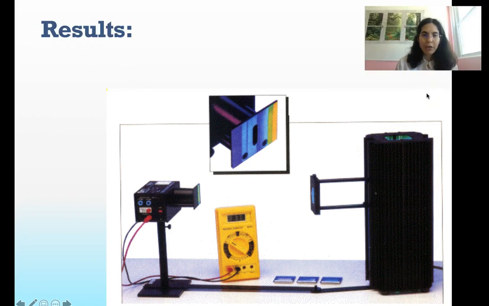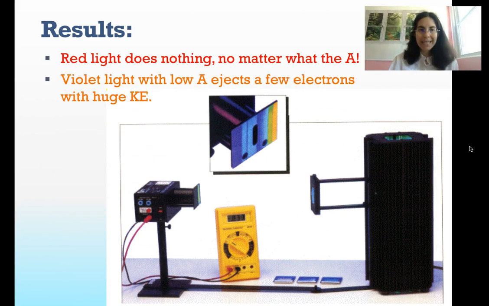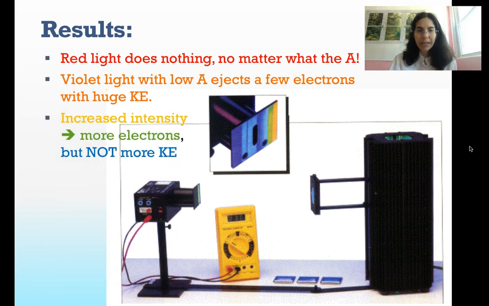Check your lab sheets and your data sheets for correspondence with Einstein's results. Einstein found that red light does absolutely nothing, no matter how bright it is. And a very dim violet light does get a current running. It's a high current, even though it takes a long time for the system to finally register it. Einstein finds that increased intensity means more electrons, but it does not mean more kinetic energy. It does not mean a higher current.